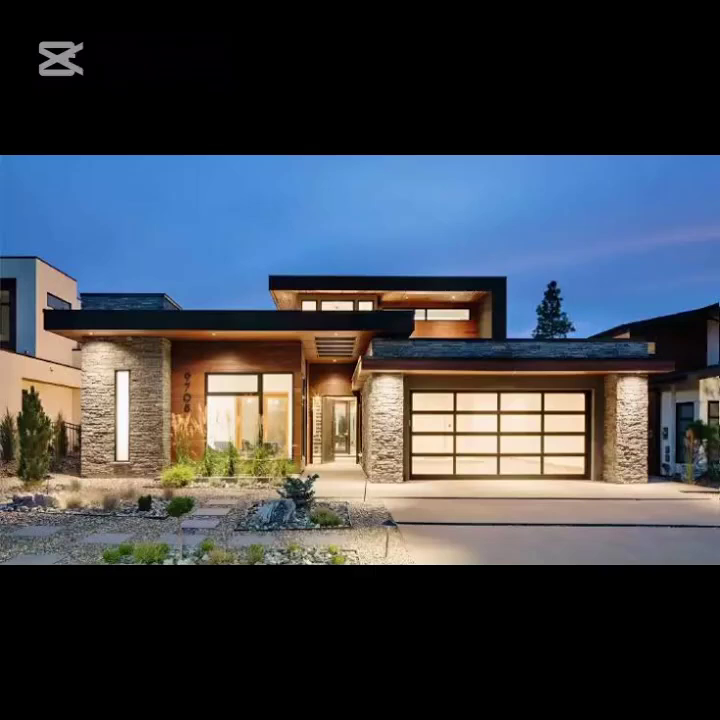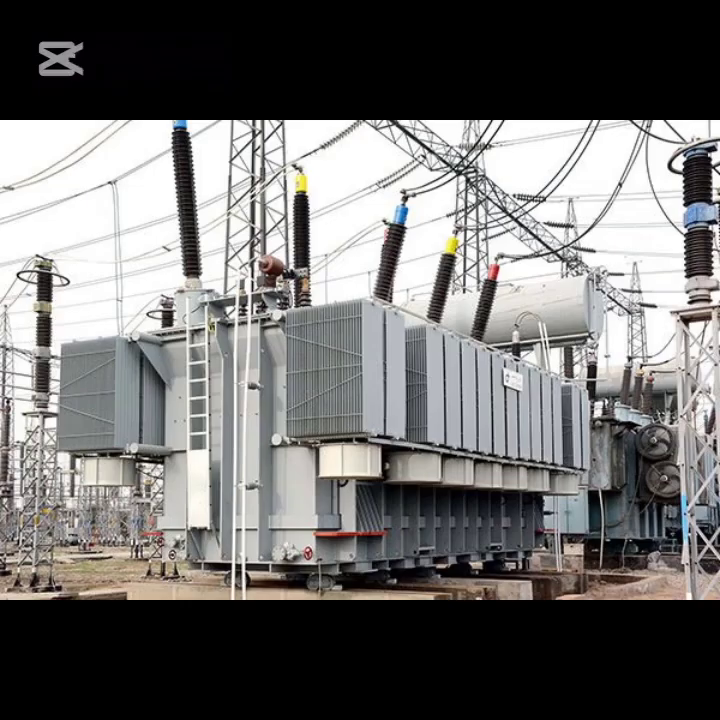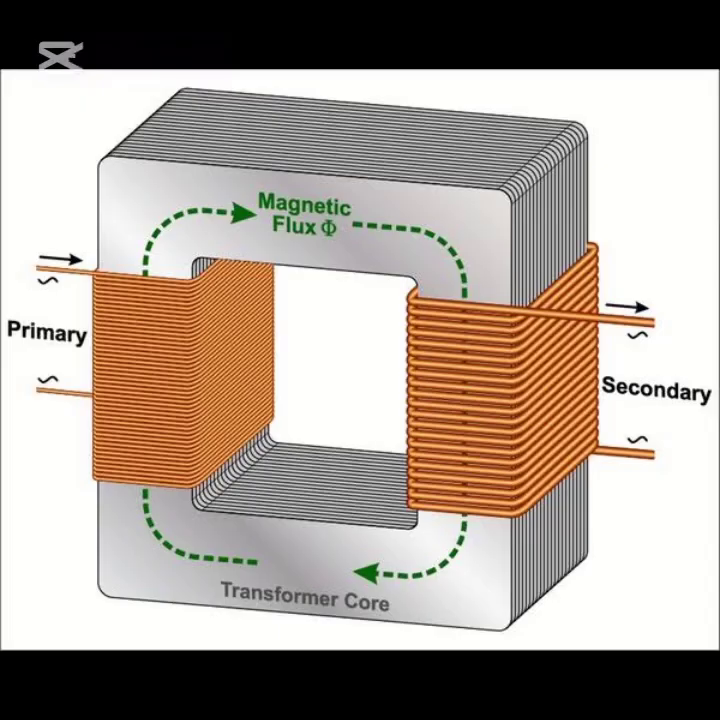Because of these limitations, an electrical machine called the transformer was invented to solve the problem. But how does a transformer do this magic? Stay tuned, because by the end of this video, you'll never look at power lines the same way again. Let's get started. First, it is important to know what a transformer is.